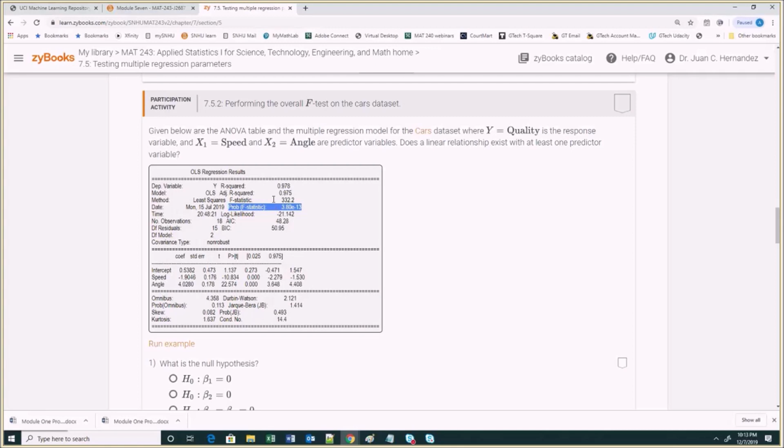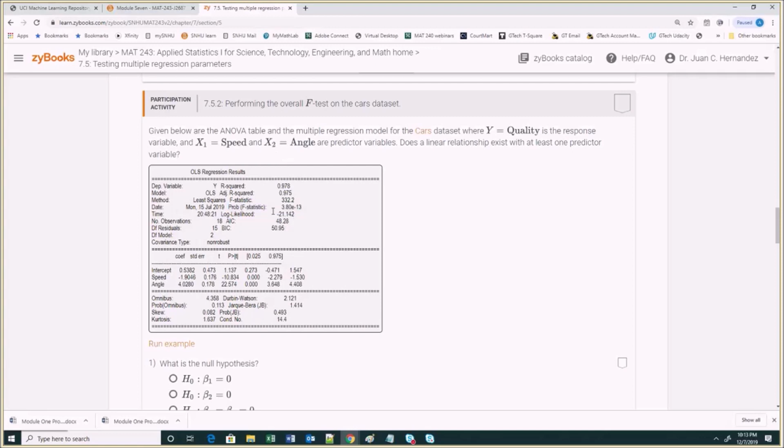If we reject the null hypothesis, we're saying that at least one of these two variables, speed or angle, or both, is significant in the model. We don't know which one. We don't know if it's speed or if it's angle or if it's both, but we know at least one of them is significant in the model. At least one of the betas here is non-zero. So that's what the overall F-test tells us.